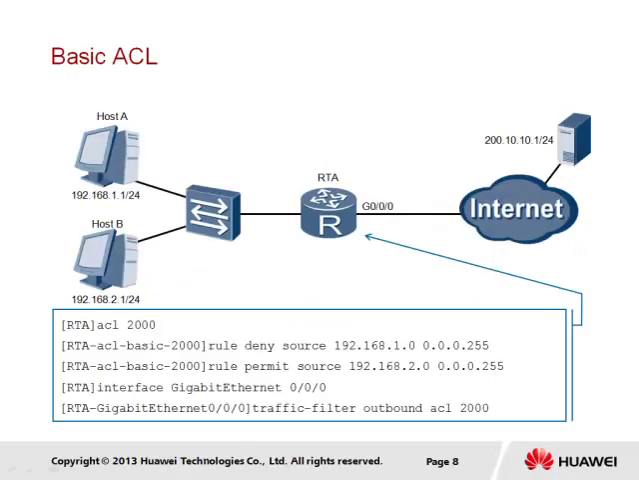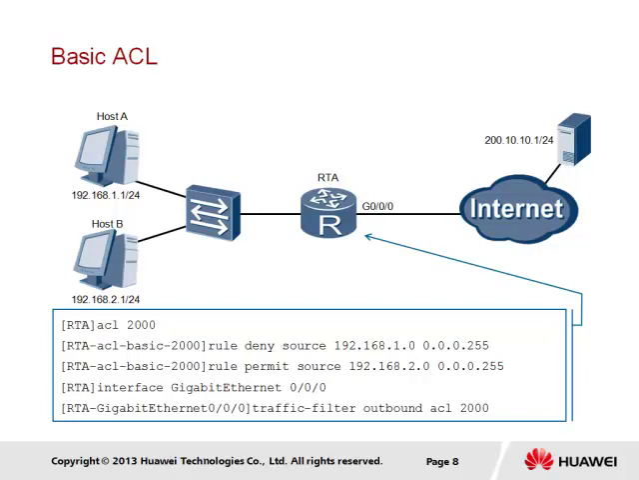We now take a look at some examples of how the various access control list types may be implemented, beginning with the basic access control list that, as we have shown, performs rule matching based on the source IP address of packets. We are currently dealing with two hosts in the form of host A and host B that exist in the respective networks of 192.168.1.0/24 and 192.168.2.0/24.